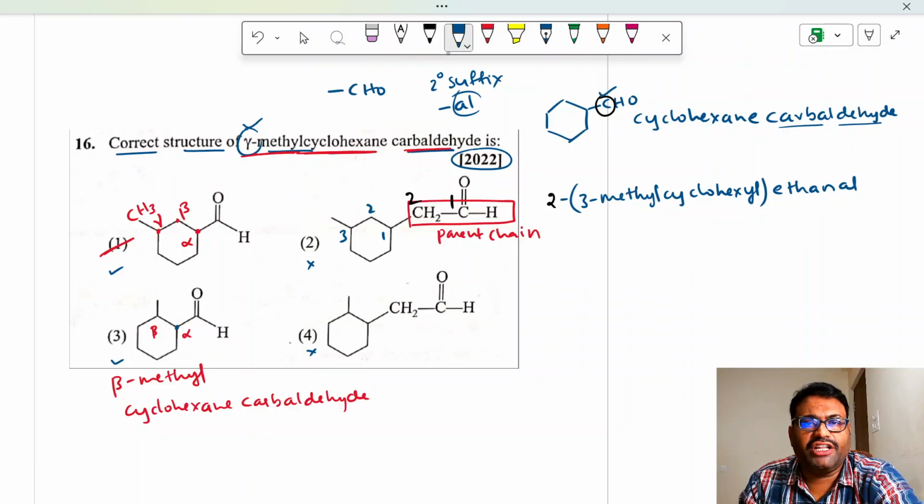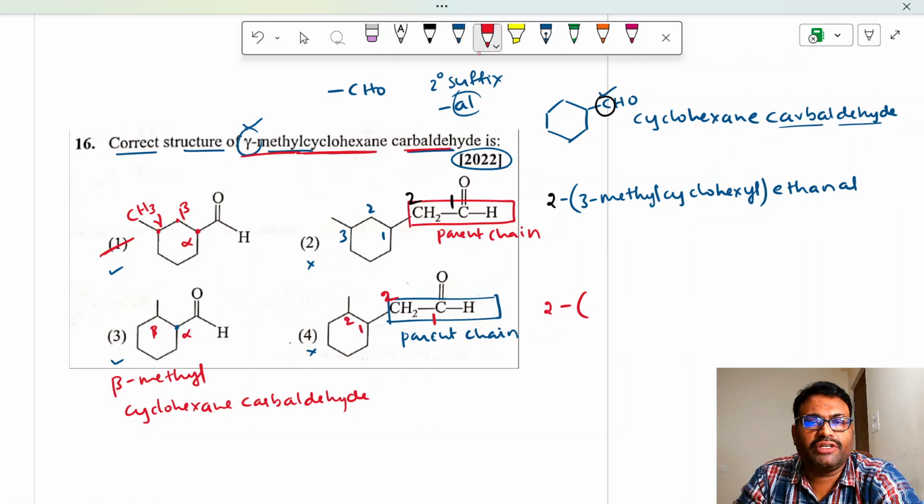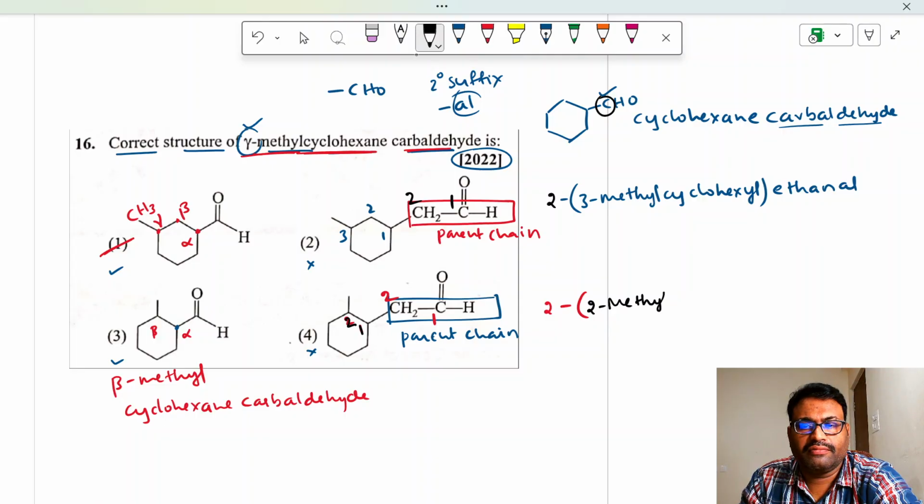In the same way, if you write the IUPAC name of the fourth structure, what will you write? This becomes the parent chain. In the parent chain, if you see a functional group starting with carbon or having carbon, you have to number from that carbon as 1, 2. So at the second carbon atom you have 1, 2 again, right? 1, 2. So 2-methyl cyclohexyl.